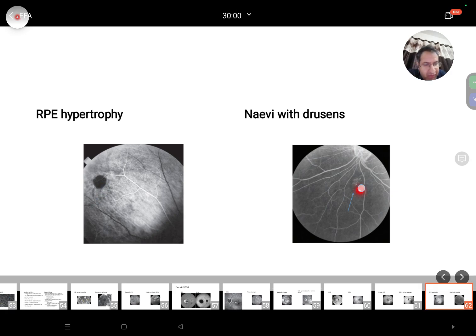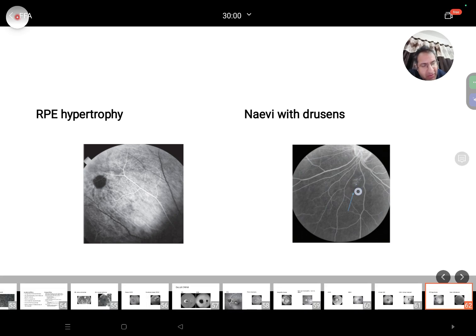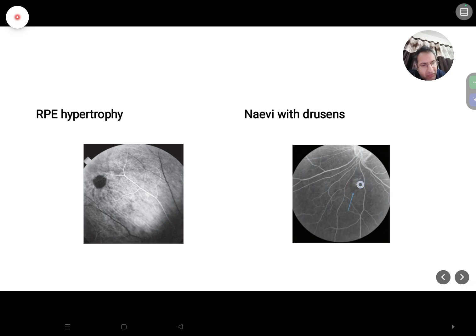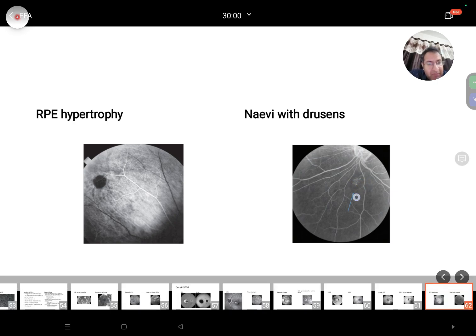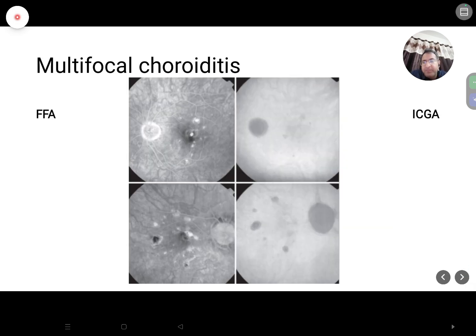Whenever there is a nevus, there will be hypofluorescence. But along with that, there will be some hyperfluorescent dots over this nevus, which correspond to the orange spots over this nevus. They will be hyperfluorescent dots over the hypofluorescent lesion. So this is a nevus with drusen.